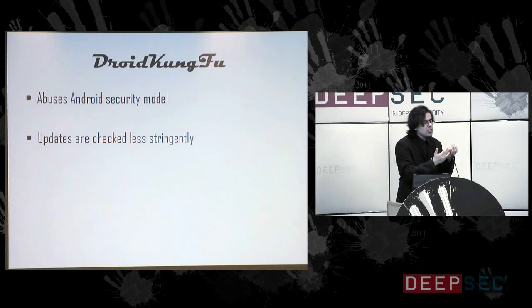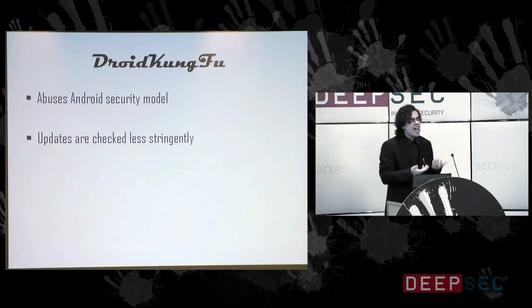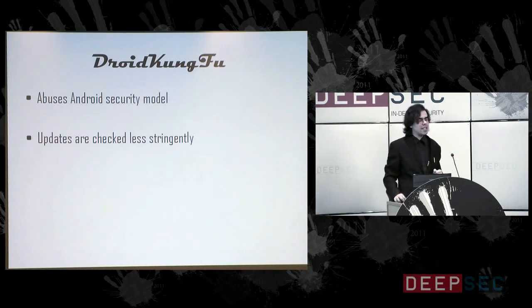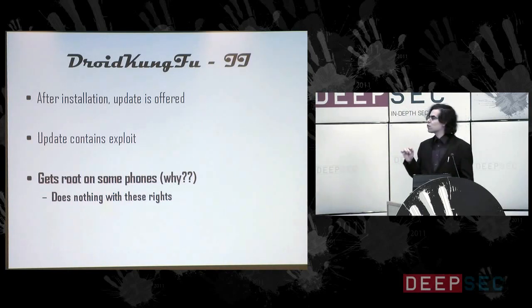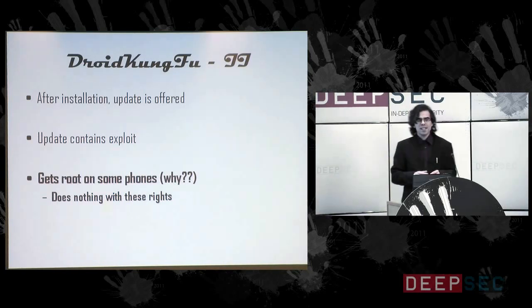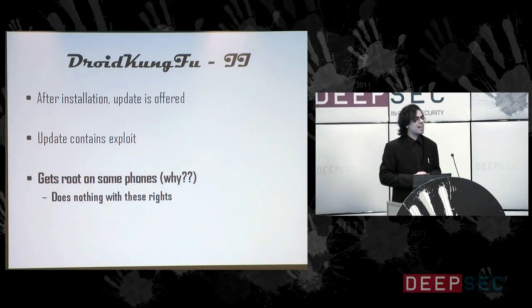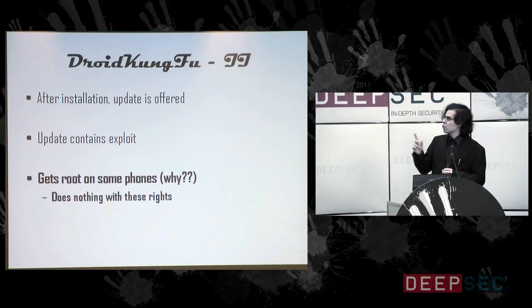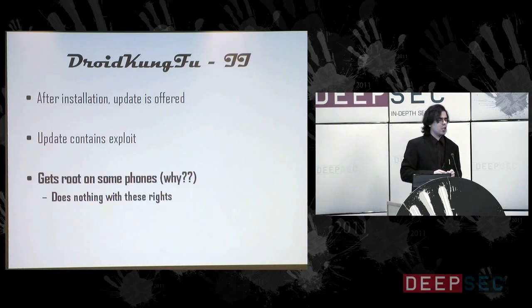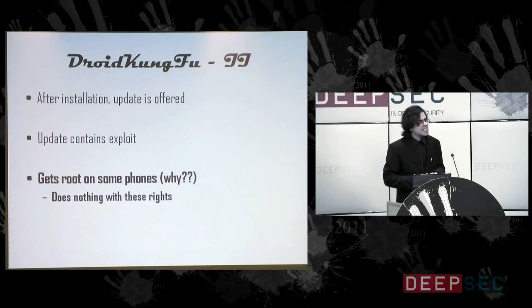You intentionally get an outdated application, which then updates itself, and during the update process, you don't get to see the update capabilities. And when Droid Kung Fu is on the phone, it basically starts sending home data. And now there is the funny thing. Droid Kung Fu contains an exploit, which on some phones gets it root rights. But it does nothing with these root rights. So this is probably an unfinished feature, which we will see very soon.